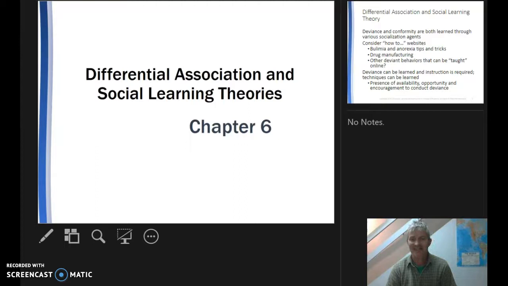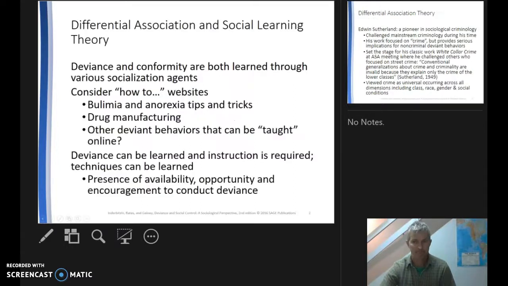Chapter 6 is dealing with one of my favorite social theorists, a guy named Edwin Sutherland, who came up with the idea of differential association. And at least in my mind, differential association is one of the most salient social theories at explaining deviance and other learned behaviors that we have in the discipline.